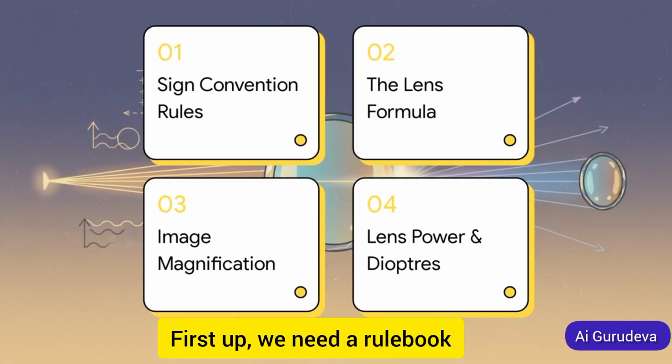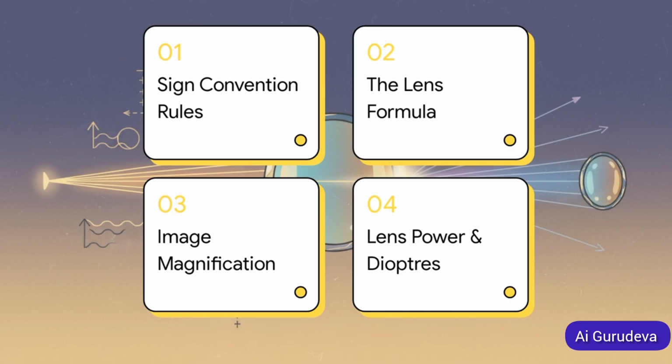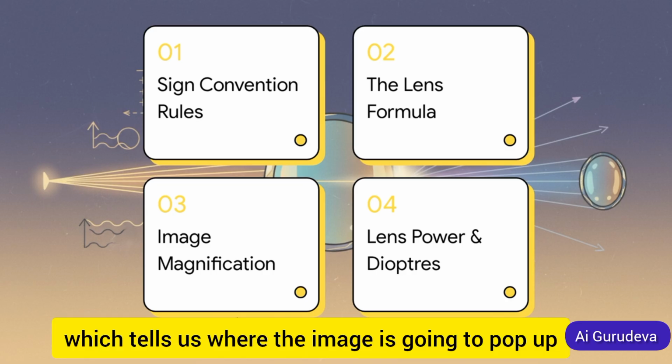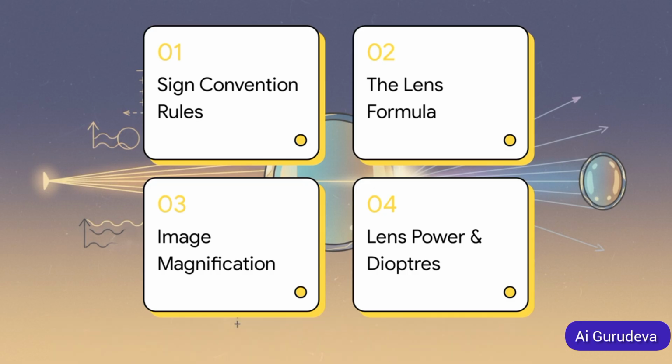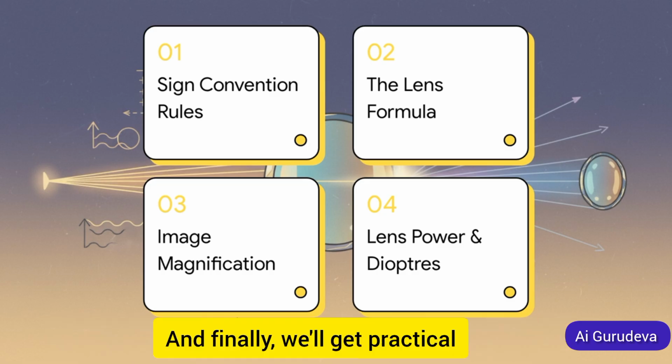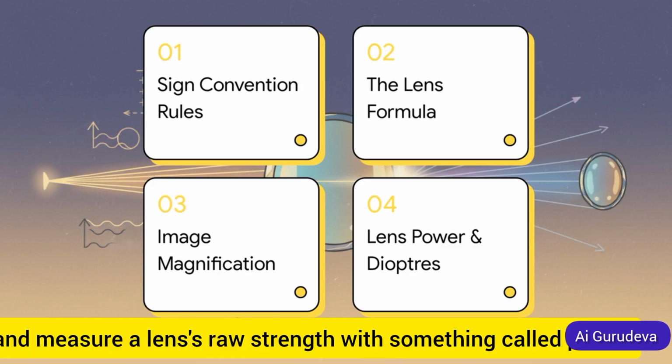First up, we need a rule book. That's the sign convention. Then we'll grab the main tool itself, the lens formula, which tells us where the image is going to pop up. After that, we'll size it up with magnification to see what it looks like. And finally, we'll get practical and measure a lens's raw strength with something called power.